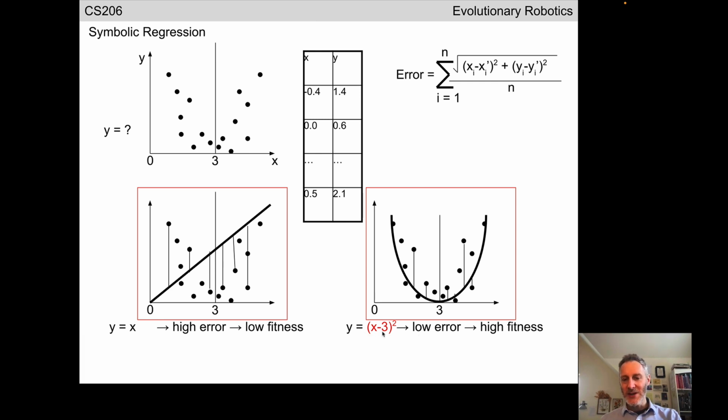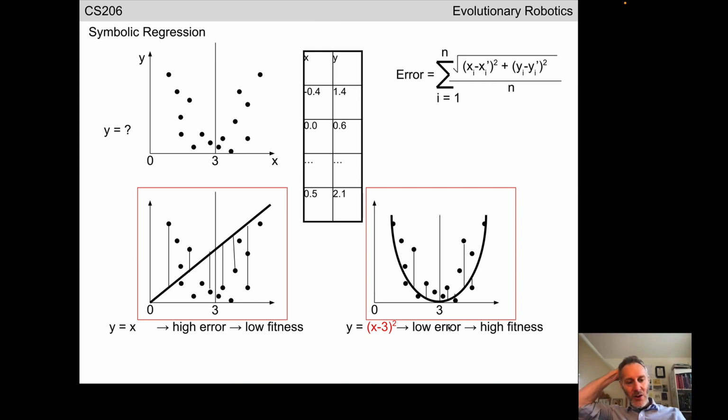This particular equation here actually gets low error. So here's y equals (x minus 3) squared. Again, I've drawn some of the errors here as vertical lines. It's not zero error, but it's a lot better. This particular equation gets higher fitness because it has lower error.